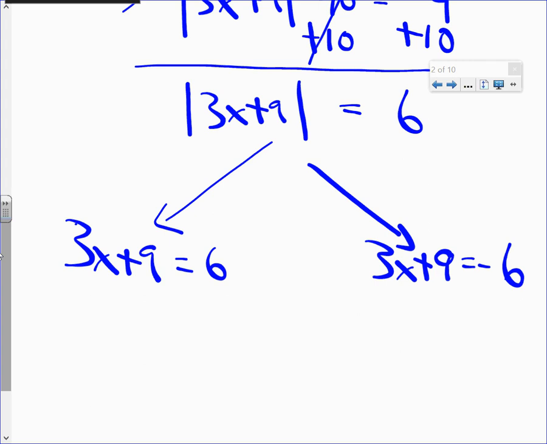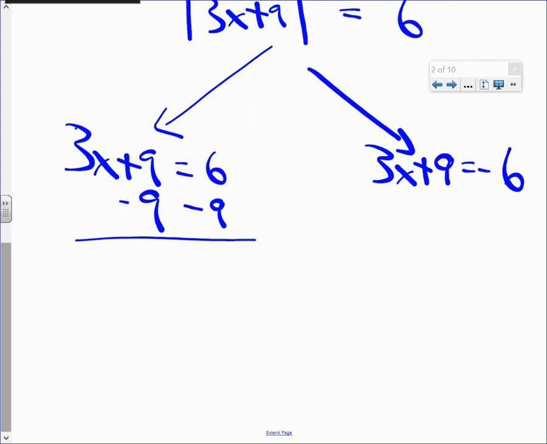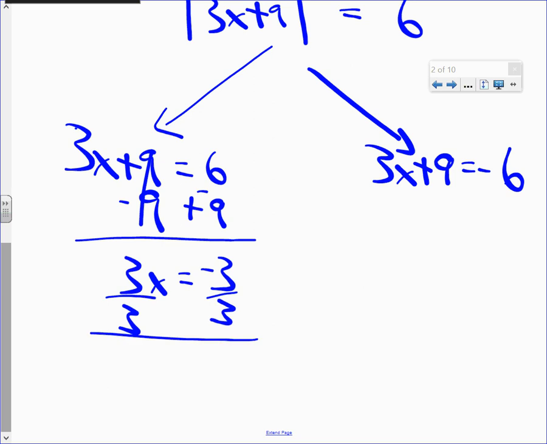All right, let's do it. So let's get x alone on the left equation, x alone on the right, and we're in business. We'll subtract 9 from both sides here. I got 3x equaling negative 3, because 6 plus negative 9 is negative 3. We're going to divide by 3 now to get x alone. X then is equal to negative 1. That's one solution. Let's not get all happy. We're not done yet. We've got to do the other equation.